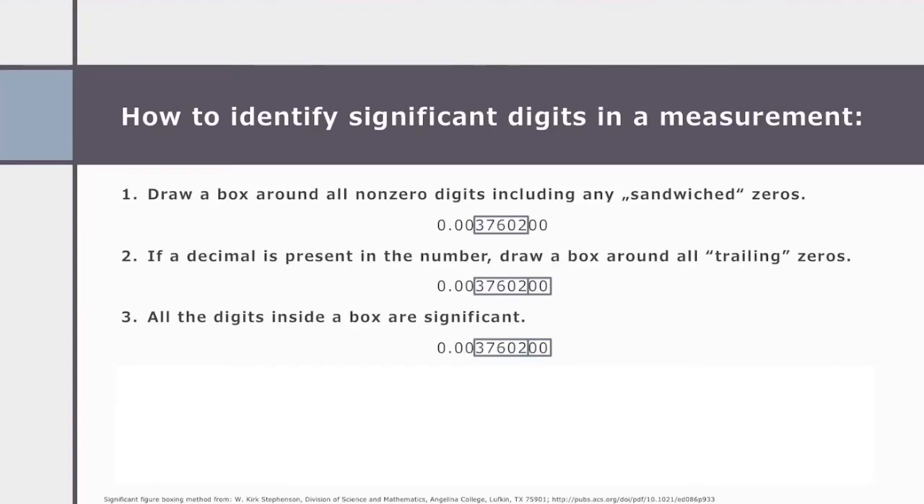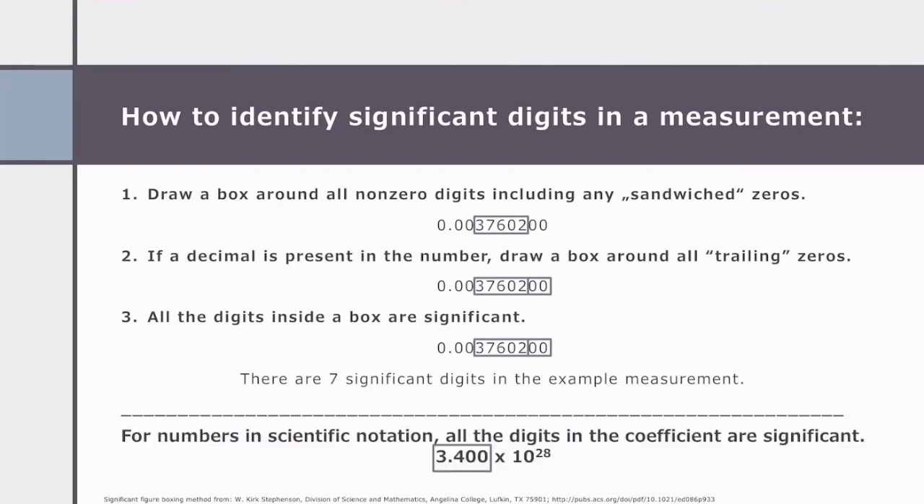And then the third step: all the digits that are inside a box are significant. So at this point, you just want to go through and count all of them. And in this case, we've got 7 significant digits in our example measurement. And one other thing to always remember is that the numbers in the coefficient of a number in scientific notation are all going to be significant digits.